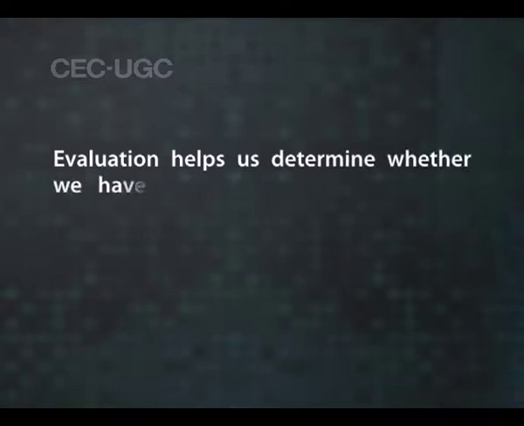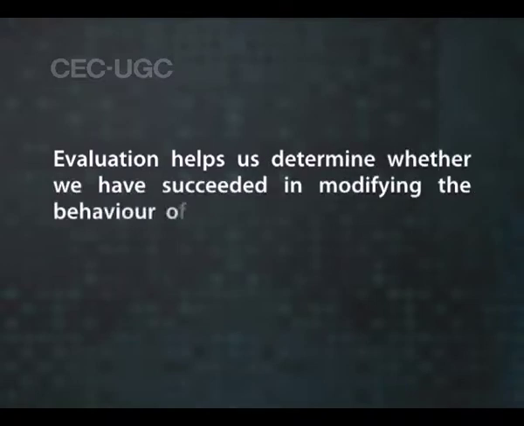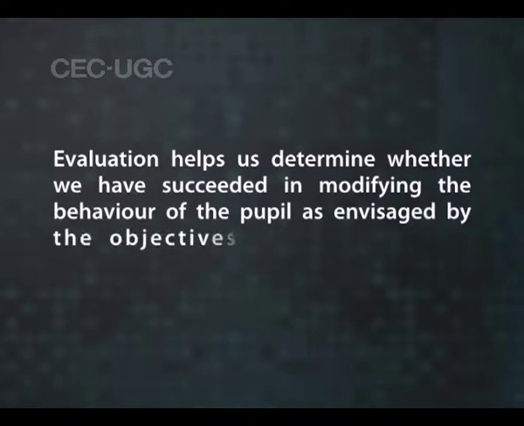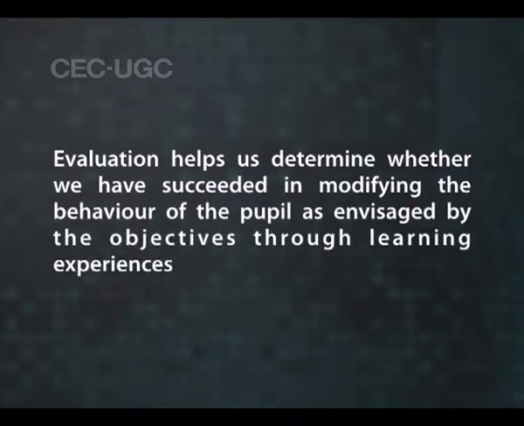So far we have formulated the objectives, which told us what the pupil is expected to do. Then we have presented a suitable learning experience to the pupils to attain the objective. In order to know whether these objectives are achieved, or whether the teacher has succeeded in making the expected change, a checking known as evaluation is to be conducted. That is, evaluation helps us determine whether we have succeeded in modifying the behavior of the pupil as envisaged by the objectives through learning experiences.